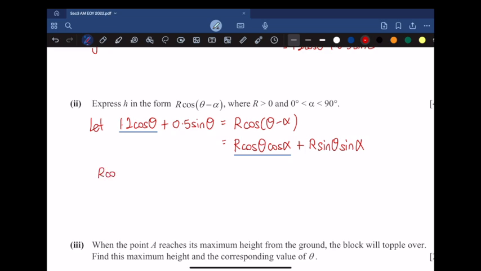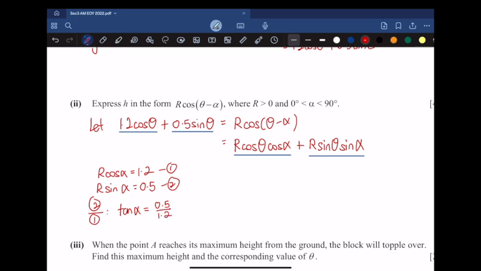r cosine alpha equals 1.2. Next one, comparing this term here and this term over here, I can see that r sine alpha equals 0.5. I call these equation 1 and equation 2. In order to get tangent alpha and to get rid of the r, I take equation 2 divided by equation 1, sine over cosine. I'll get tangent alpha equals 0.5 over 1.2.